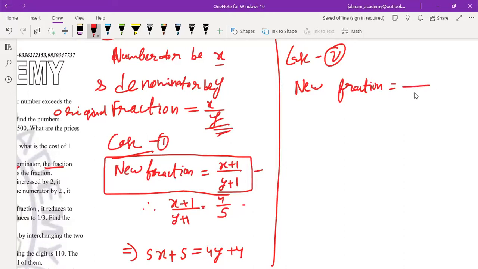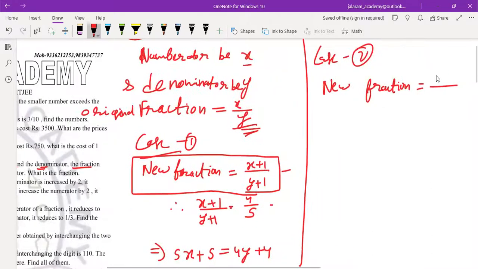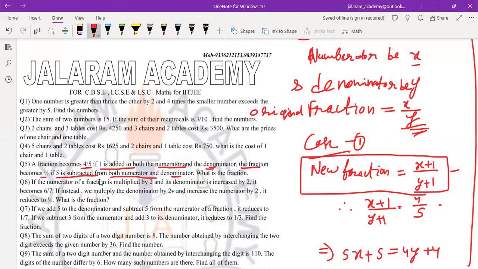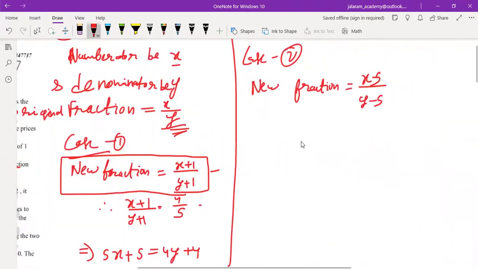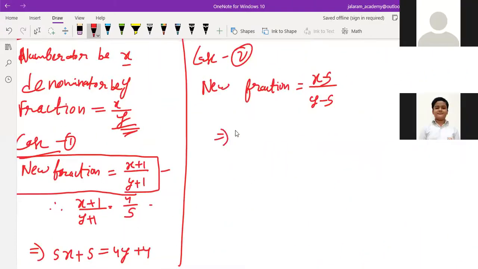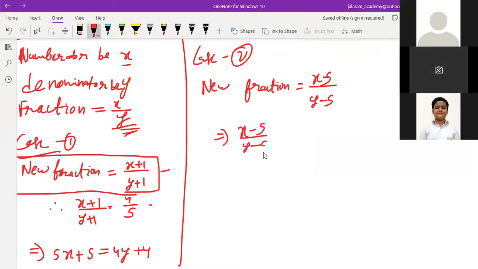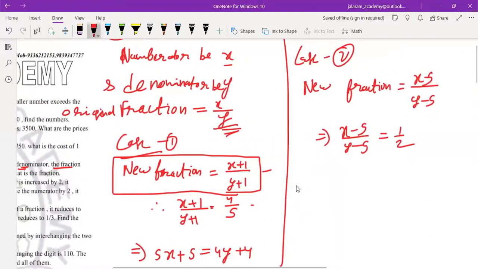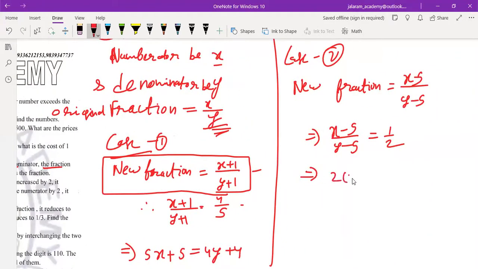So according to the question, the new fraction is, when the numerator is decreased by 5, the numerator becomes x minus 5, and the denominator is also decreased by 5, so the denominator becomes y minus 5. The fraction becomes 1 by 2, so it becomes x minus 5 upon y minus 5 equals 1 by 2. When we cross multiply, 2 into x minus 5 equals y minus 5. It implies 2x minus 10 equals y minus 5.